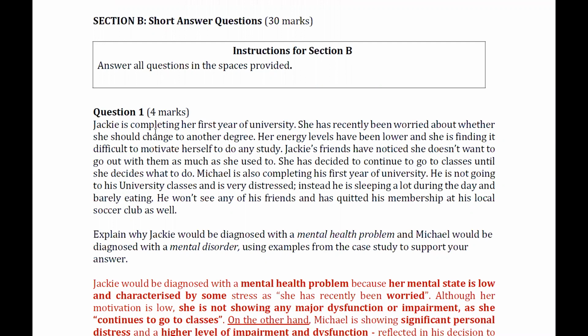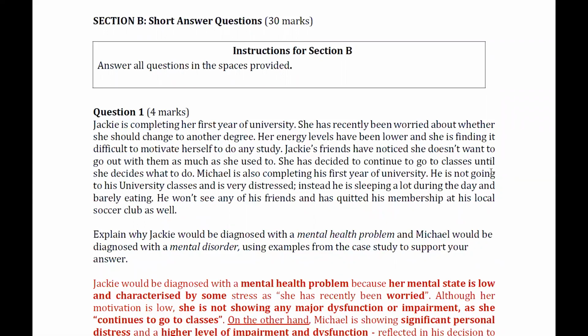Question 1 is a scenario-based question. It says, Jackie is completing her first year of university. She's recently been worried about whether she should change to another degree. Her energy levels have been lower and she's finding it difficult to motivate herself to do any study. Jackie's friends have noticed she doesn't want to go out with them as much as she used to. She has decided to continue to go to classes until she decides what to do.